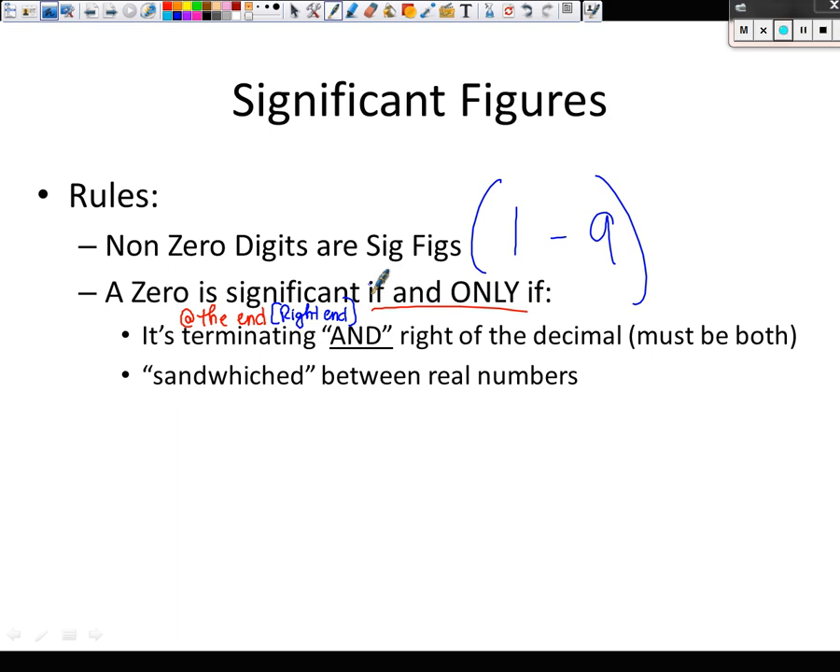The next one is really easy. If it is sandwiched between real numbers. Let me give you an example. That zero, is it sandwiched between real numbers? Yes. What are the real numbers? 1 and 1, and the zeros between them. So would you agree that that zero is significant? So if you went to Wendy's, that's a single patty, right? Well, what happens if you got this?